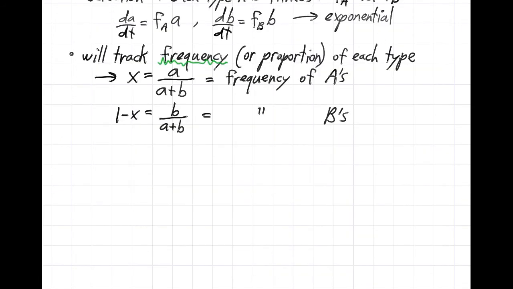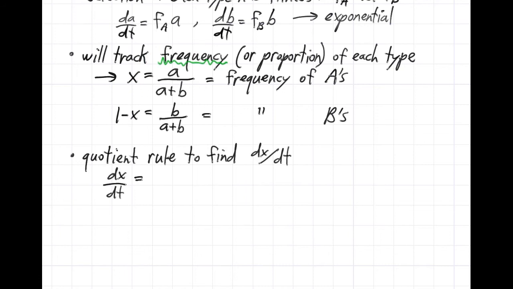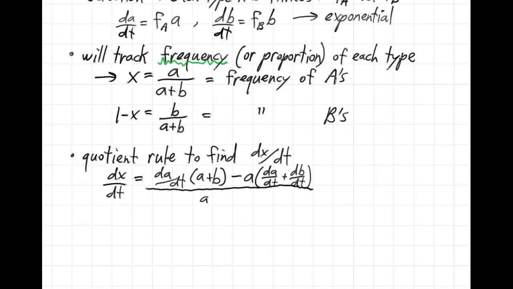So if we want to know what happens to the frequency, we need to apply the quotient rule to take the derivative of this and solve for it in terms of the derivatives of A and B. Okay, so do you remember how to do the quotient rule? First, we take the derivative of the numerator and multiply it by the denominator, and then it's minus the numerator times the derivative of the denominator. And all of that is divided by the square of the denominator.